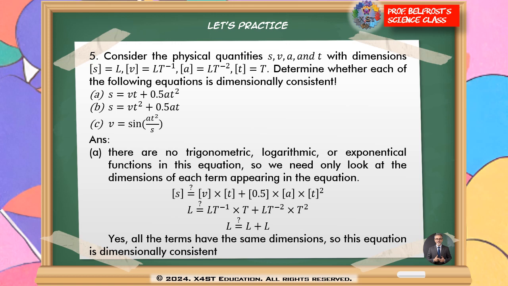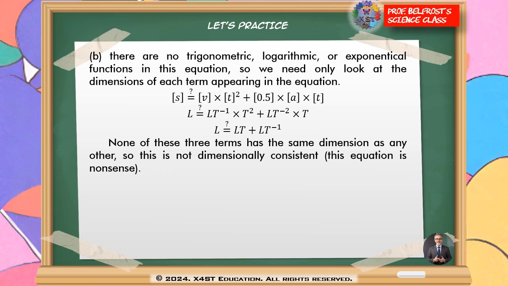So we arrange the equation as shown in the slide, do some manipulation, and we have the last form, L equals L plus L. I'm not saying that L equals L, right? We are not doing calculation here. We just want to compare whether all the terms have the same dimension. Because all the terms have the same dimension, this equation is dimensionally consistent.